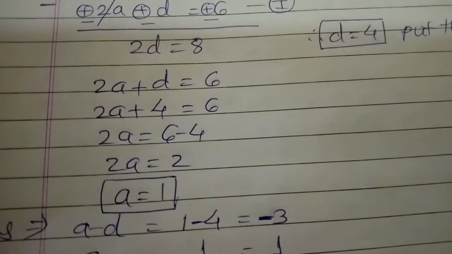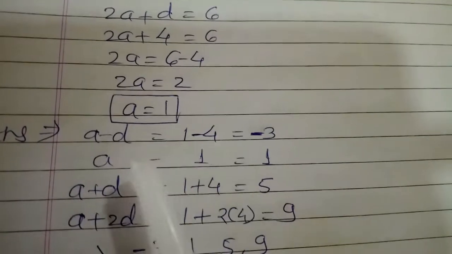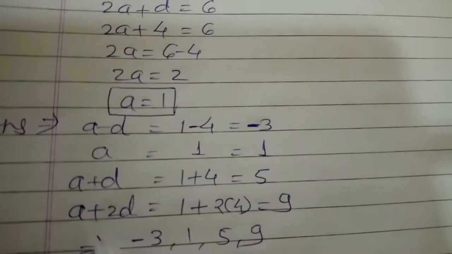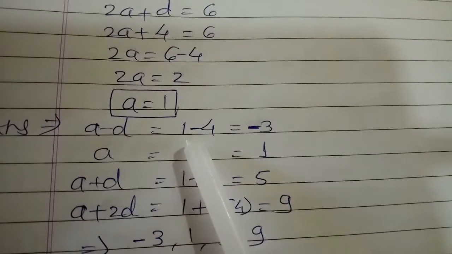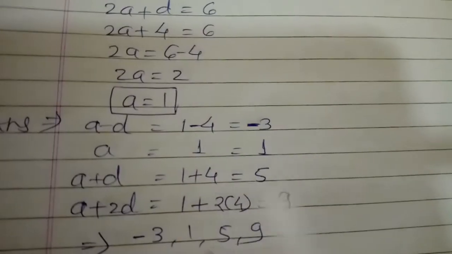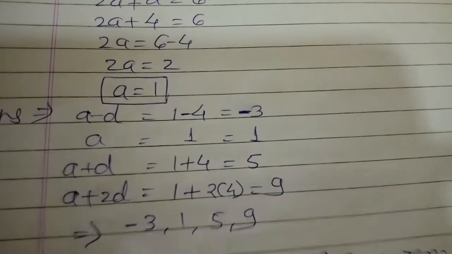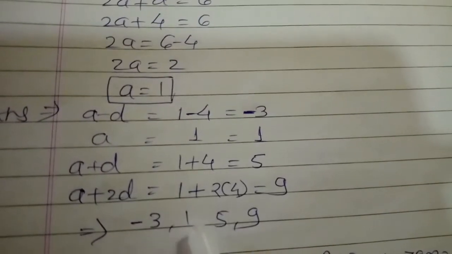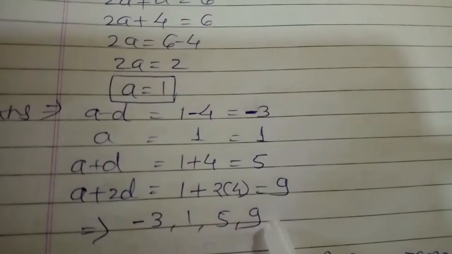And so we are going to find out these four numbers: a minus d, a, a plus d and a plus 2d. We just have to put in these values. You know the value of a is 1 and the value of d is 4. So by putting these in, we get the numbers minus 3, 1, 5 and 9.